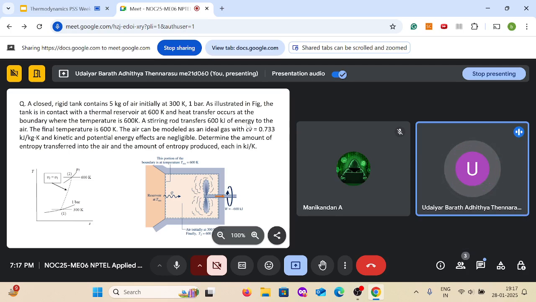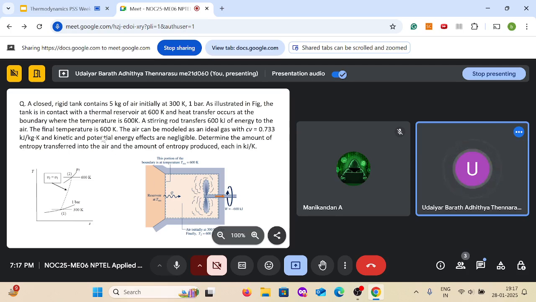Okay. So you have a closed rigid tank, and this contains 5 kg of air at a given initial pressure and temperature. You have a stirrer inside, and the vessel is in contact with a constant temperature source. There is a heat transfer coming in from the 600 Kelvin temperature source, and you are doing work with the stirrer, which is equal to 600 kilojoule, and because of this, the air temperature inside the vessel is rising to 600 Kelvin. You need to find out how much is the entropy transfer to the air and how much is the total entropy produced.